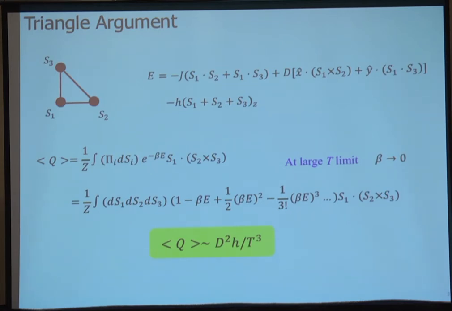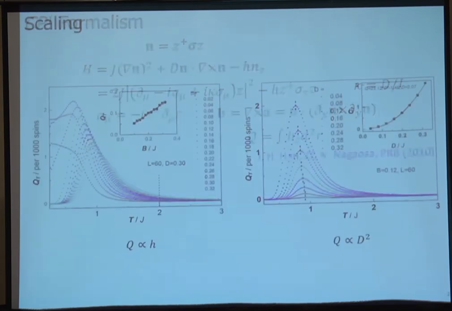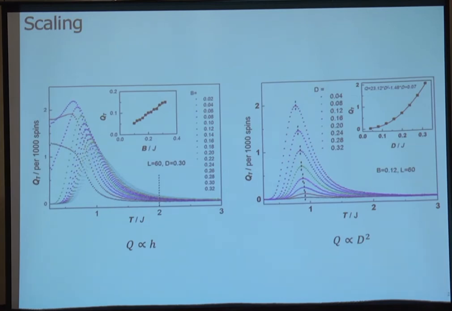So this is also reasonable because the topological charge involves three spins. It breaks time reversal symmetry. Okay. So that's why it must be proportional to the magnetic field. But topological charge is rotationally symmetric. It respects the inversion symmetry. And DM interaction breaks the inversion symmetry. So that's why we need two factors. We need the square of the DM interaction in order to preserve inversion symmetry. And this is also consistent with our numerical simulations: topological charge proportional to the magnetic field and proportional to DM squared. So this is just some hand-waving argument.